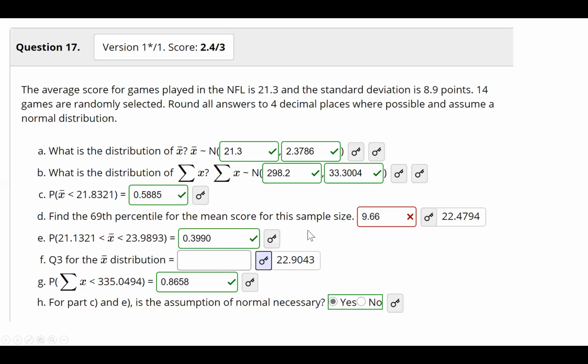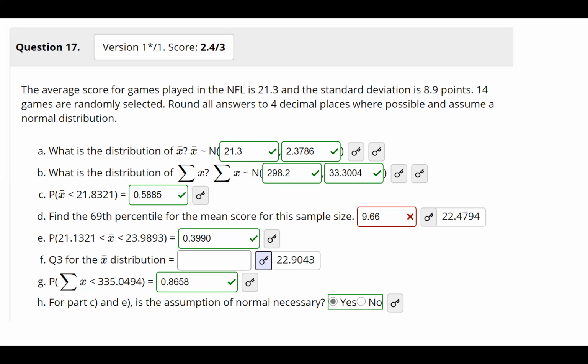Okay, number 17, a lot of stuff happening here. So let's go with it. Again, there are other homework questions that are very similar to it, so I'll let you guys just try it. The average score for games played in the NFL is 21.3. I did not know that, that's pretty cool. The standard deviation is 8.9. That's cool. 14 games are randomly selected. Notice it's very similar to the ones we just did.